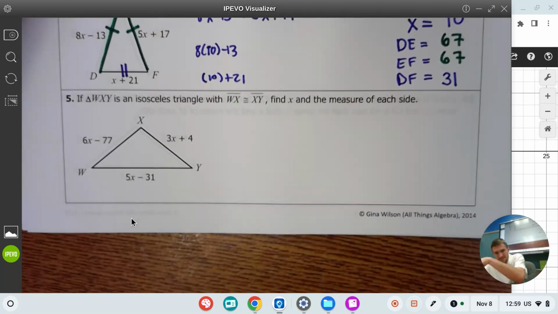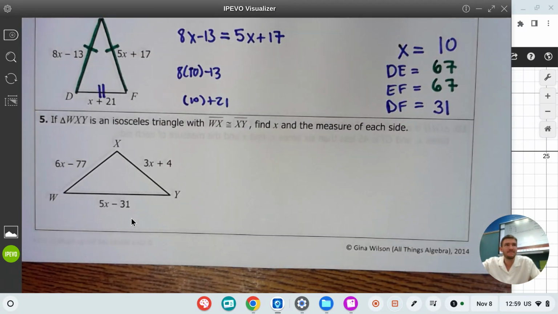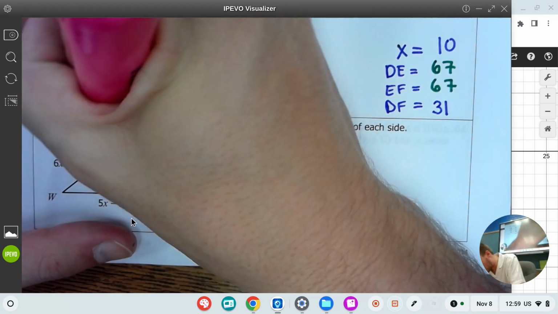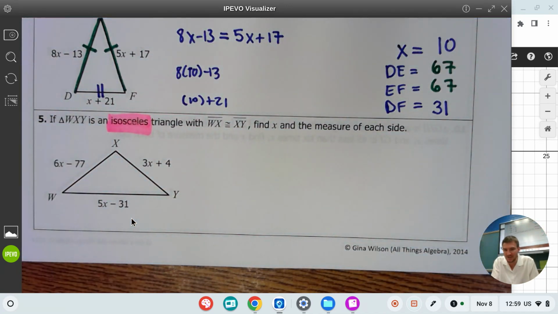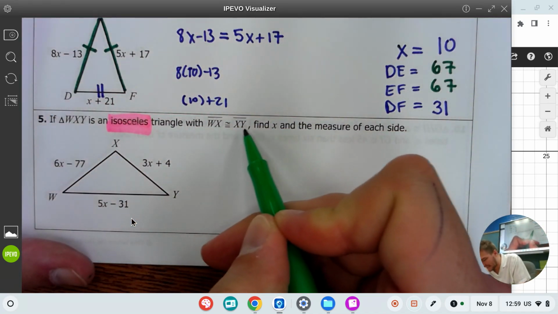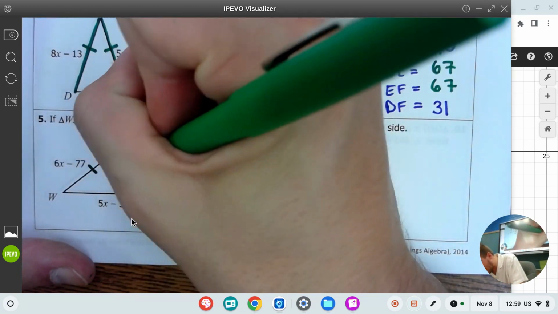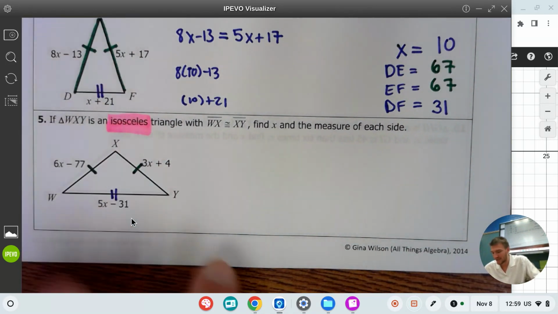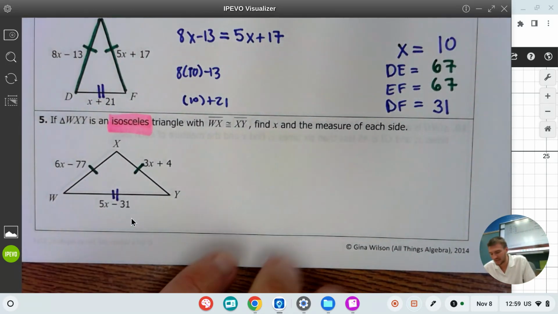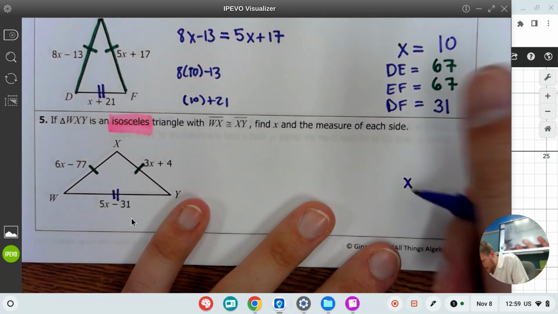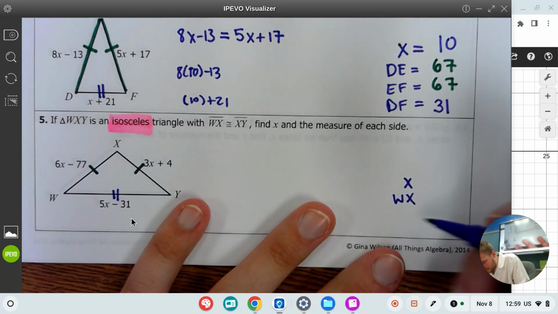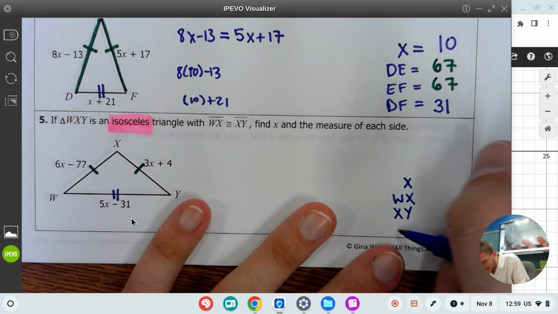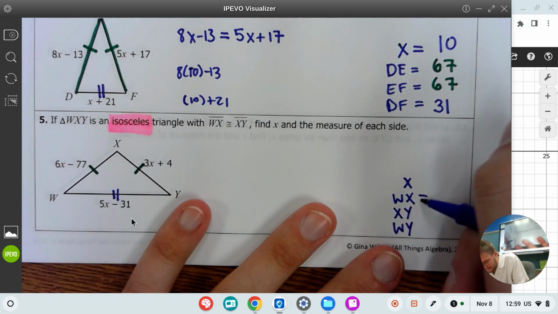Speeding it up, number 5. Number 5 is another isosceles triangle. So because we have an isosceles triangle, again, we're going to have matches. We see that WX and XY match. That means WY does not match. It says find x and the measure of each side. So I'm going to find x, and I'm going to find WX. I'm going to find XY. I'm going to find WY.